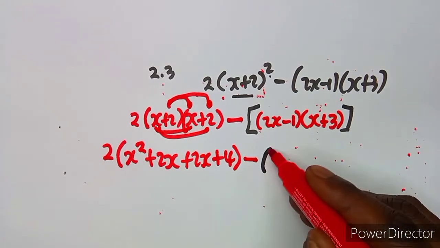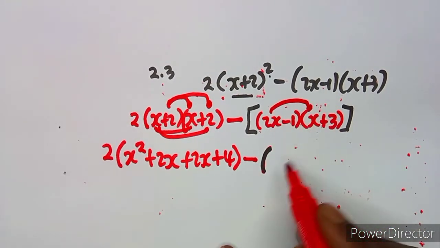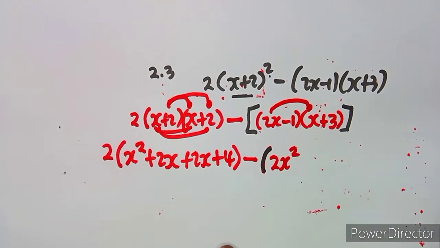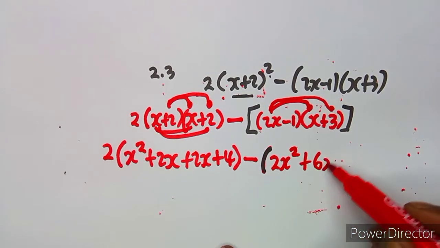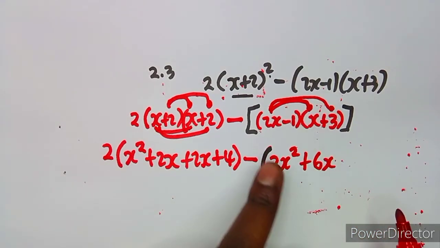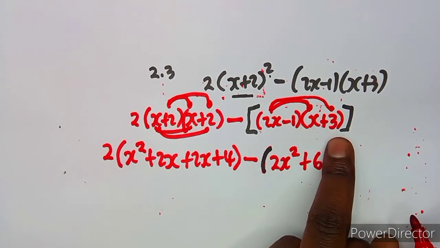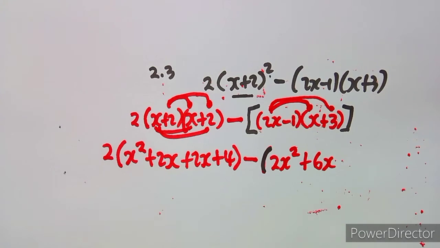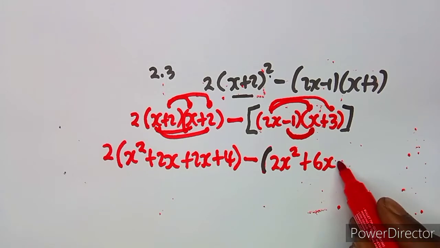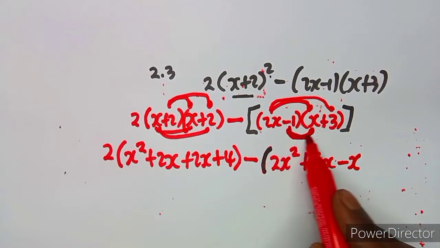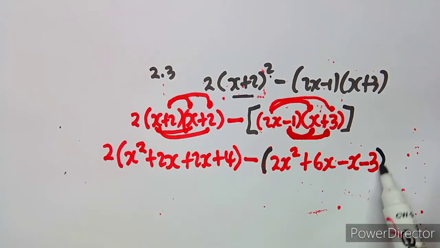Let's just multiply 2x and x, which is 2x squared. All right, 2x and 3, which is 6x. So as you can see, the 2 has multiplied everything: 2 and x, 2x squared, 2x and 3, which is 6x. We move on to minus 1 and x now, so it's minus x, minus 1 and 3, which is minus 3. All right, so that's what you're going to have.